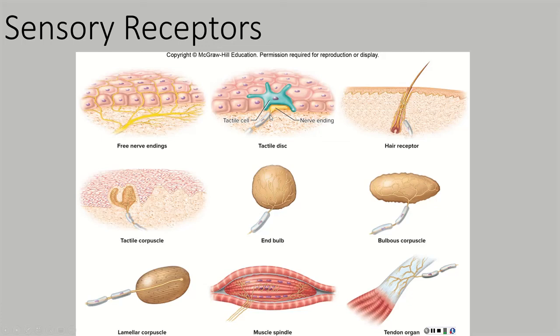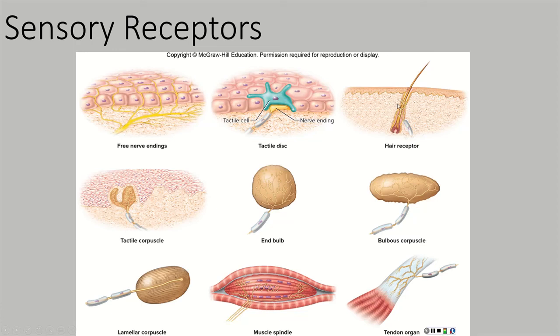The next one is a tactile disc or a Merkel disc. We talked about this back in skin. We find these right where the stratum basale of the epidermis meets the dermis. So the tactile disc, remember, it is not itself a neuron. It conveys information to the neuron. But what do we detect? Well, we detect things like very, very light touch. It doesn't take a lot to stimulate these guys.